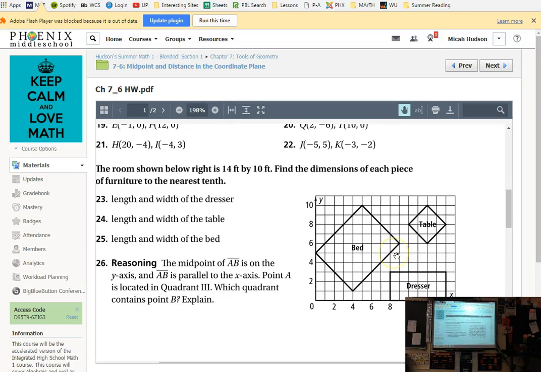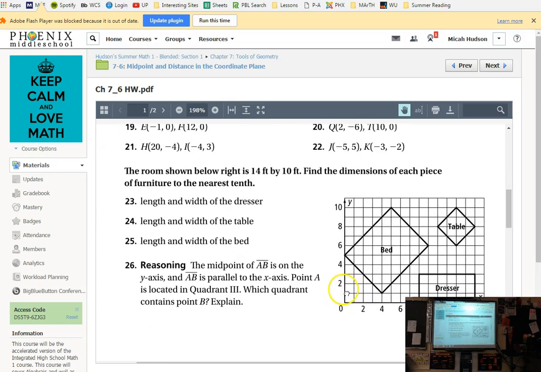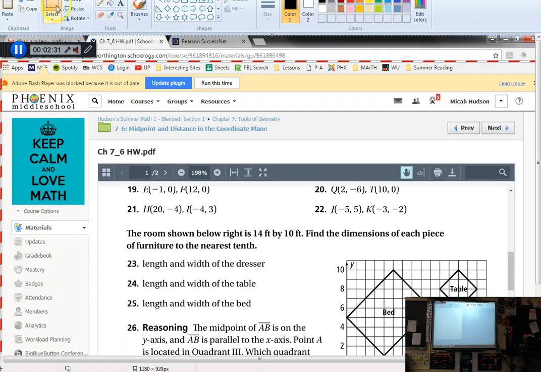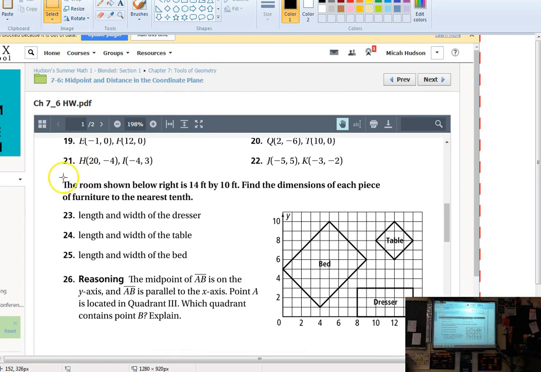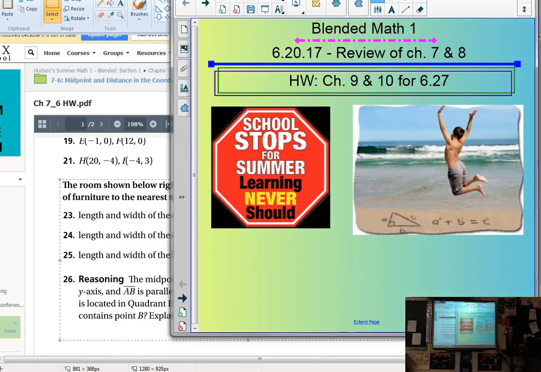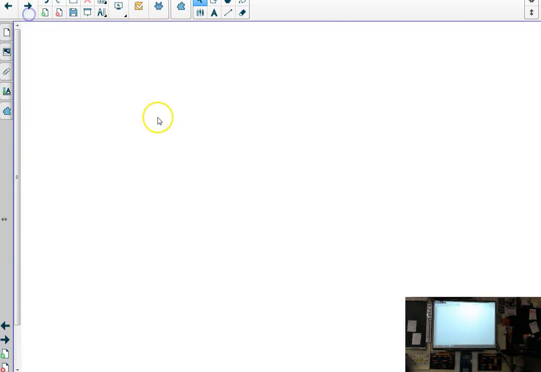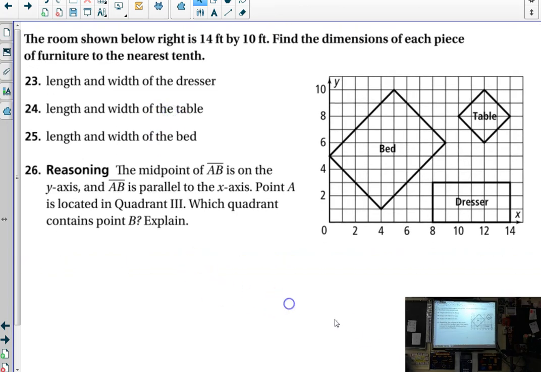So we're trying to figure out the length and width of the table. Now what's nice about this is because I see that the table's square, I have the same rise and run for each of them, so I will know that the length and width are going to both be the same. I'm going to take all of this and throw it into Smart so I can work with it. So we have a 14 by 10 foot room. We're going to find the dimensions of each piece of furniture. And what do we know? We have some labelings on our X and Y axes. That's our 14 by 10.